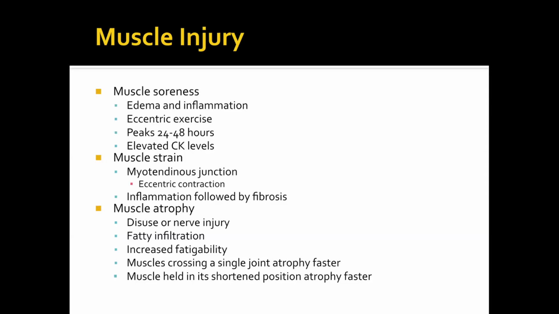Muscle atrophy can occur for multiple reasons, whether it's disuse or nerve injury, fatty infiltration, increased fatigue, which causes increased fatigability. Muscle crossing a single joint atrophies faster because it's less likely to be activated or used if you're sedentary. And muscle held in its shortened position also atrophies faster, and that's something to note. So, for example, somebody has knee surgery, they're locked in extension, their quads are going to atrophy faster because they're shortened, than their hamstrings or their calf muscles, because those are held in a lengthened position. So, that's also something to note.